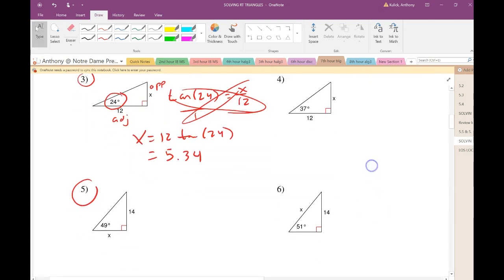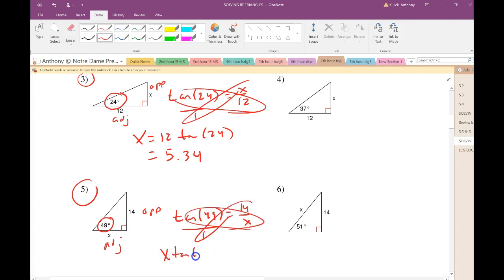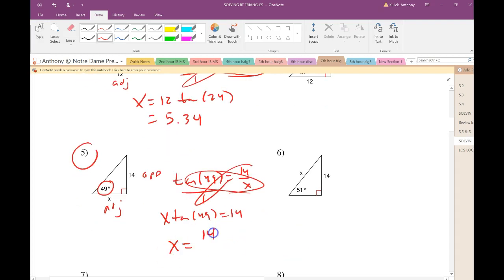Still doing good? Okay. And this last one, which am I going to use here? Well, if I use the 49, this is opposite, and this is adjacent, so I would use tangent again. Cross multiply, that's going to give me x times tan 49 is equal to 14. If I divide both sides by tan 49, I get about 12.17.